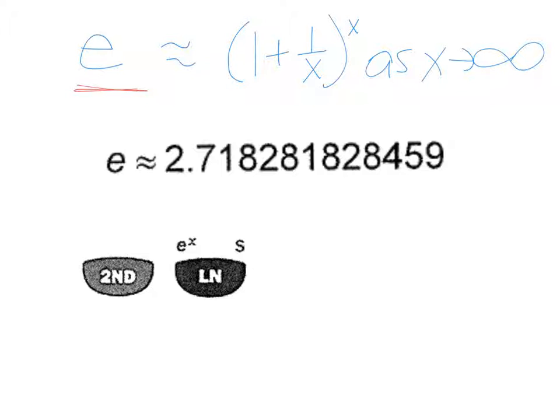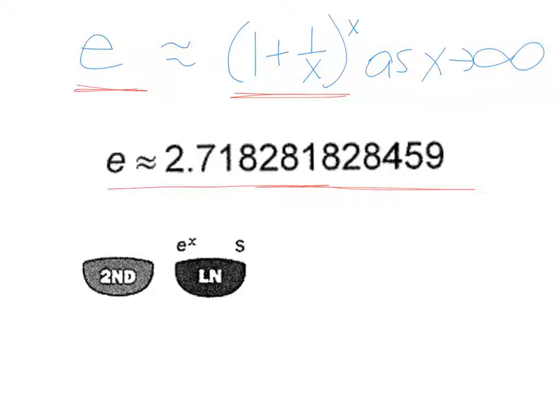One of the many ways it can be approximated is with the formula 1 plus 1 over x, all to the power of x, as x gets larger and larger. So the larger x becomes, the more accurate an approximation of e becomes. Here is a representation of e to 12 decimal places, but of course it keeps going on forever. It never repeats or makes any kind of pattern.